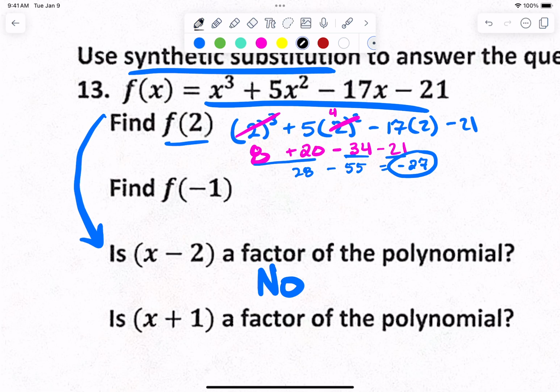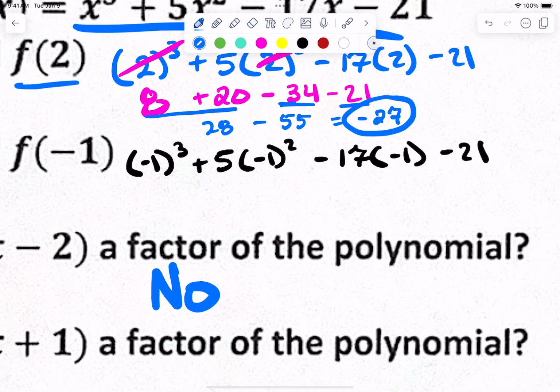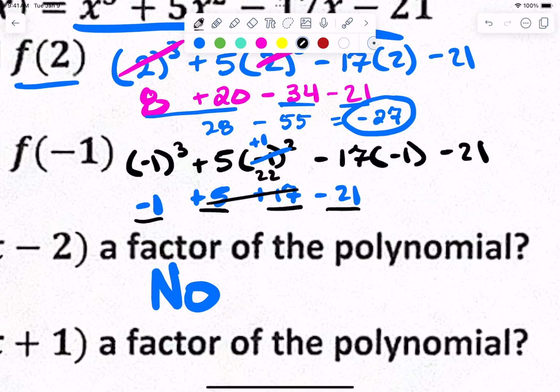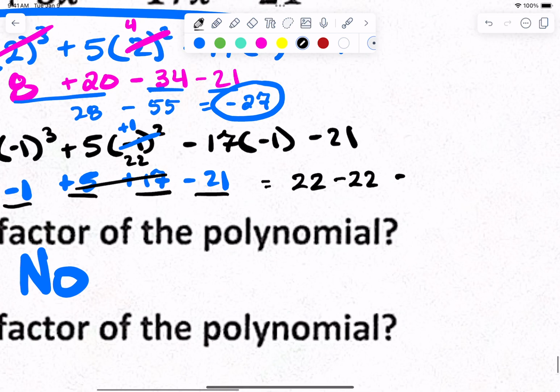Okay, let's plug in negative 1 now. Negative 1 to the third, 5 times negative 1 squared, 17 times negative 1, minus 21. What's negative 1 to the third power? Negative 1. Negative 1 squared is positive 1 times 5 is plus 5, plus 17 minus 21, right? 5 and 17 together is 22. And what's negative 1 and negative 21? So I have positive 22 minus 22, which is 0.